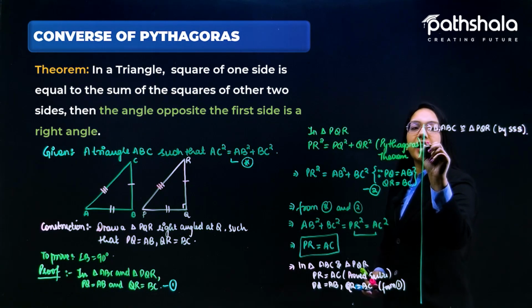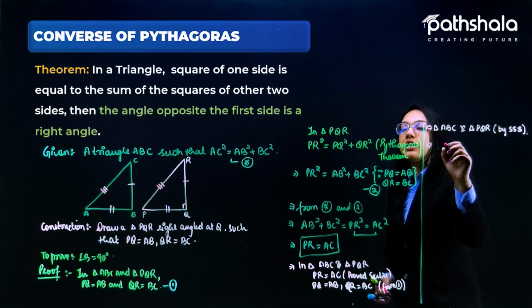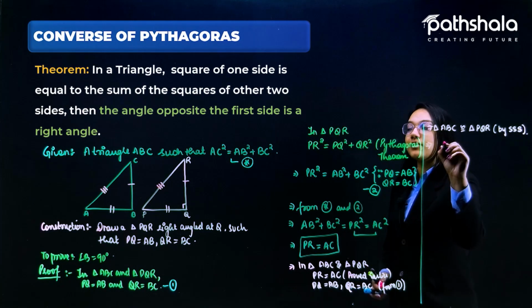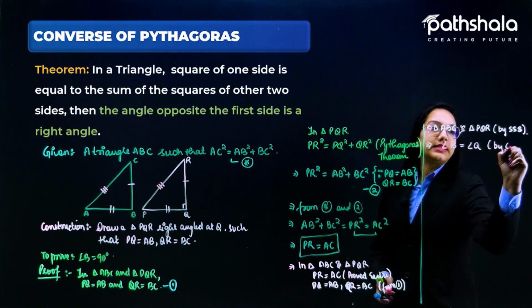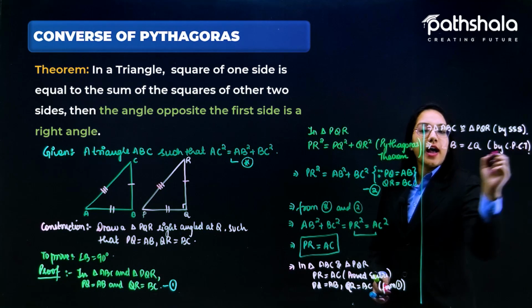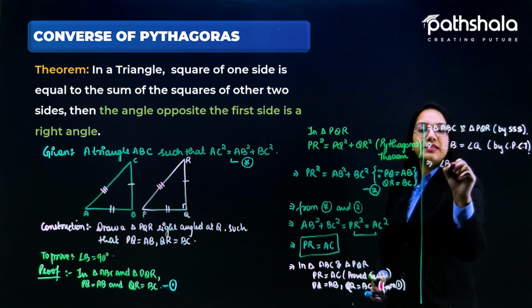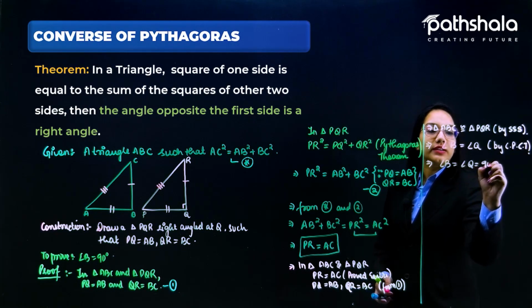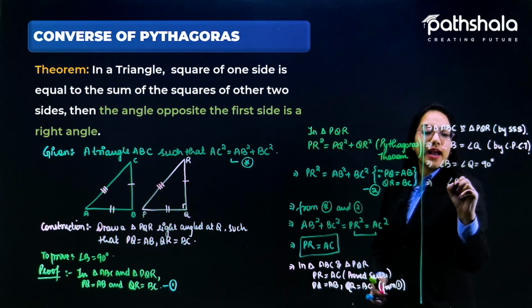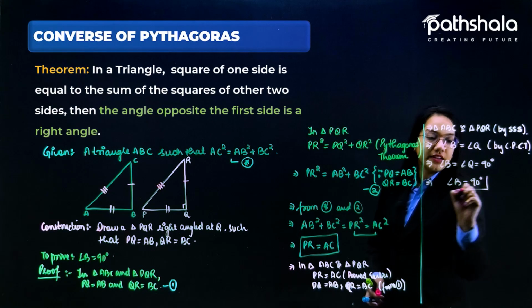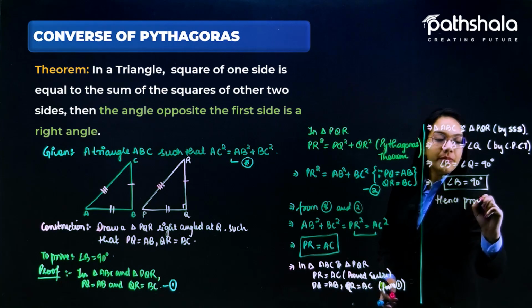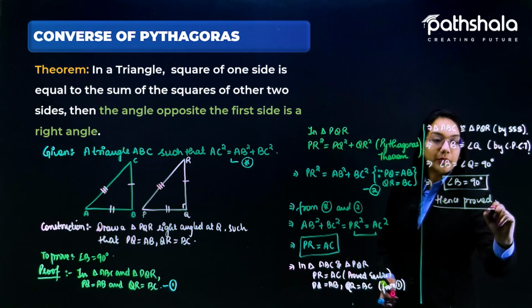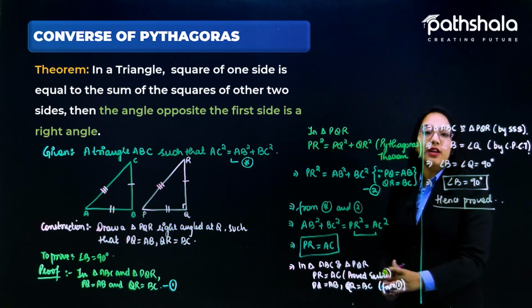It implies that if the triangles are congruent to each other, then by CPCT their angles are also equal, meaning angle B is equal to angle Q by CPCT. We know angle Q is 90 degrees. It implies that angle B is equal to 90 degrees. So this is the thing that we wanted to prove. Hence proved the theorem that angle B is 90 degrees. So this is the converse of the Pythagoras theorem.